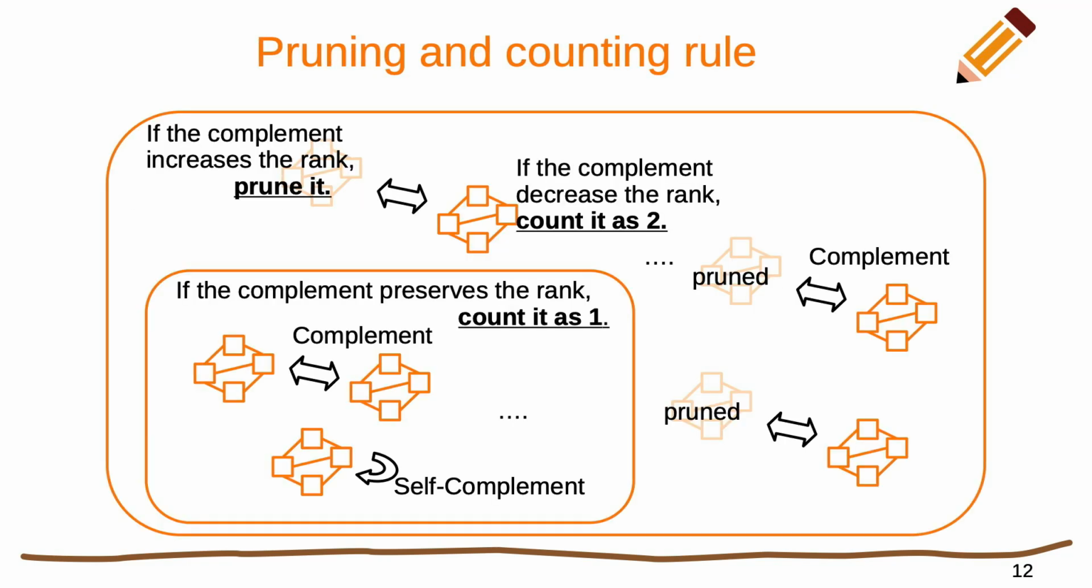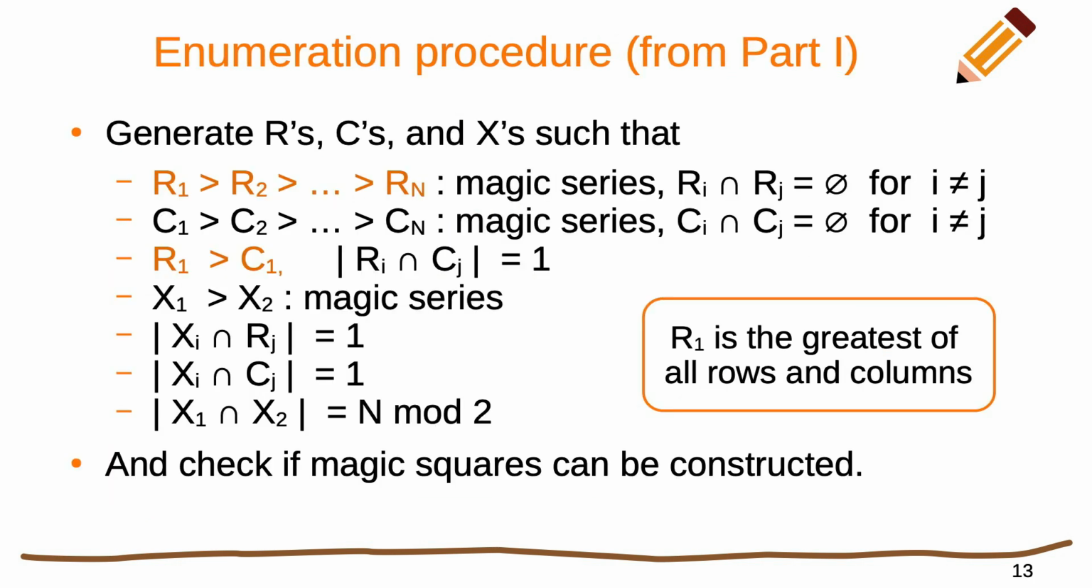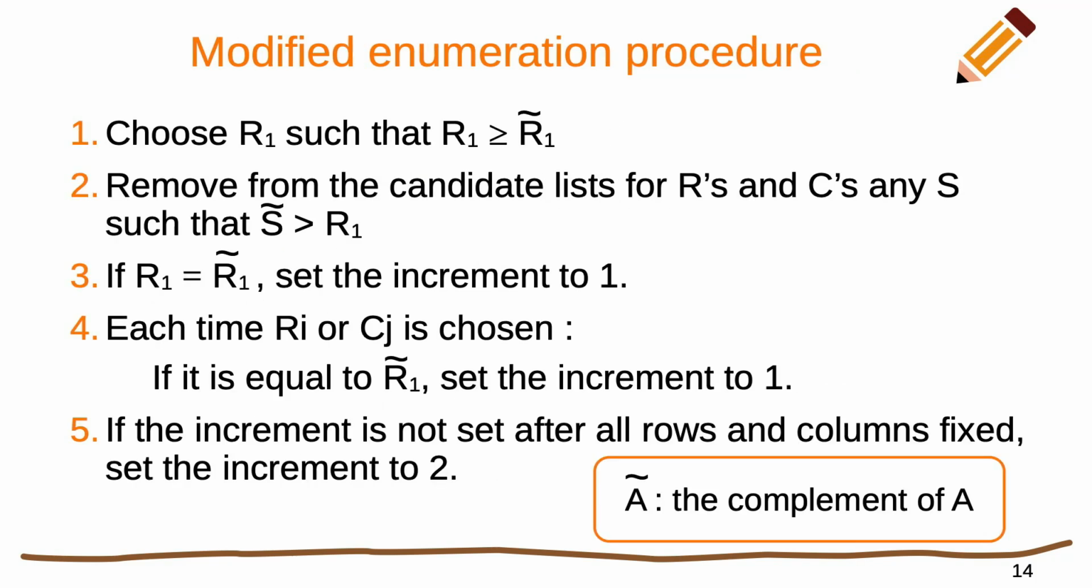How efficiently this rule can be implemented depends heavily on the specific enumeration procedure. Let us recall the procedure we adopted in the Part 1 video. We generate combinations of rows and columns which satisfy these constraints. It should be noted that R1 is always the greatest of all rows and columns as a result of these constraints. To exploit the complement transformation in the enumeration, the procedure is modified as follows.